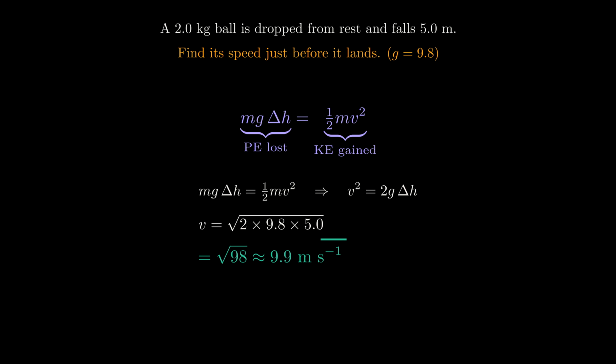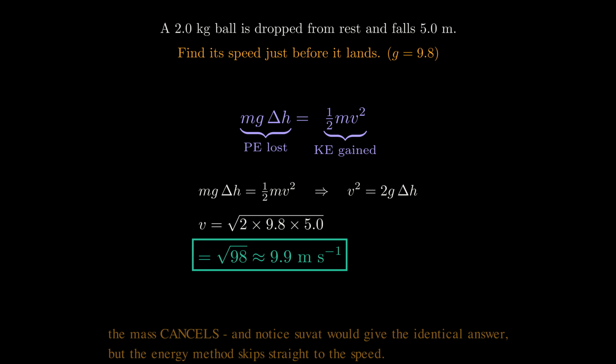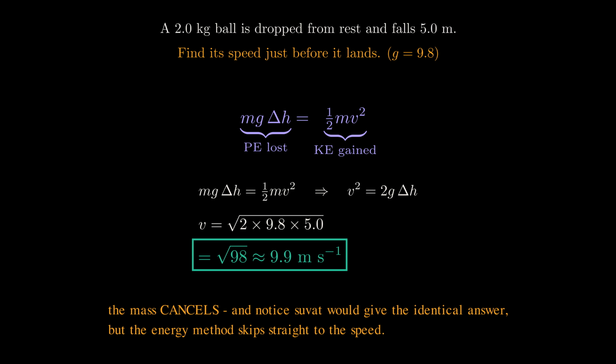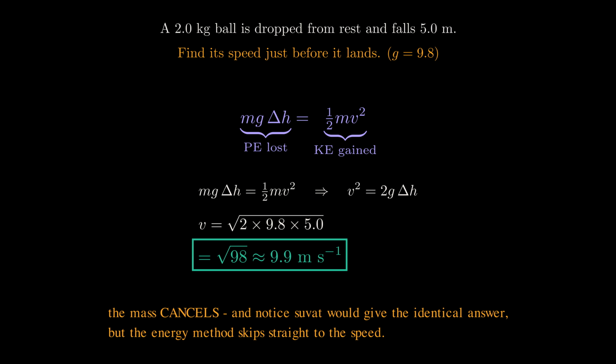Suvat would give the exact same 9.9. But the energy method jumped straight from height to speed, with no acceleration, no time, no signs to trip over. When a question only involves heights and speeds, and asks for one of them, energy is almost always the faster road.